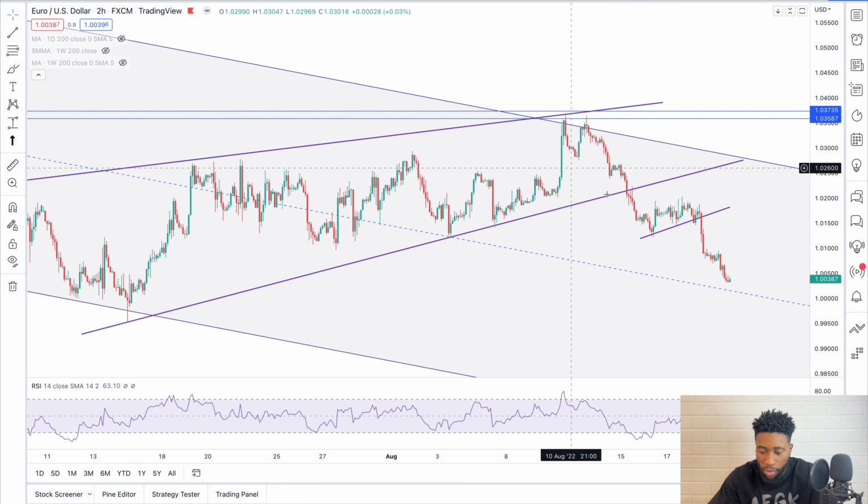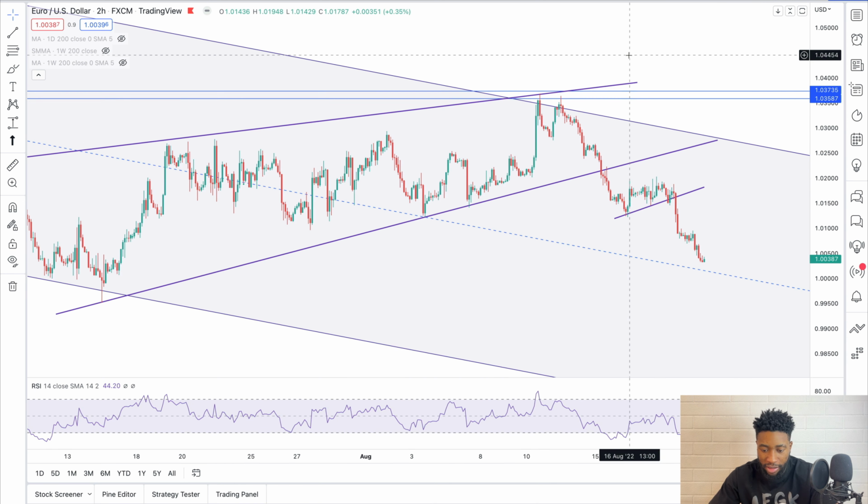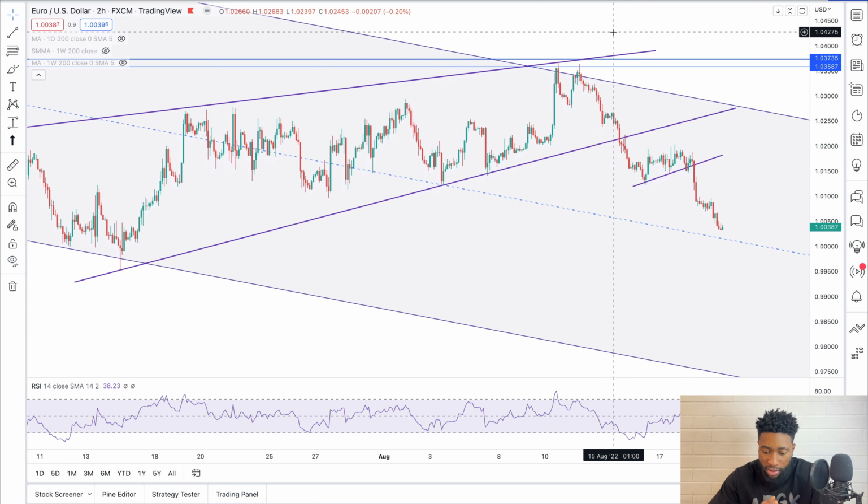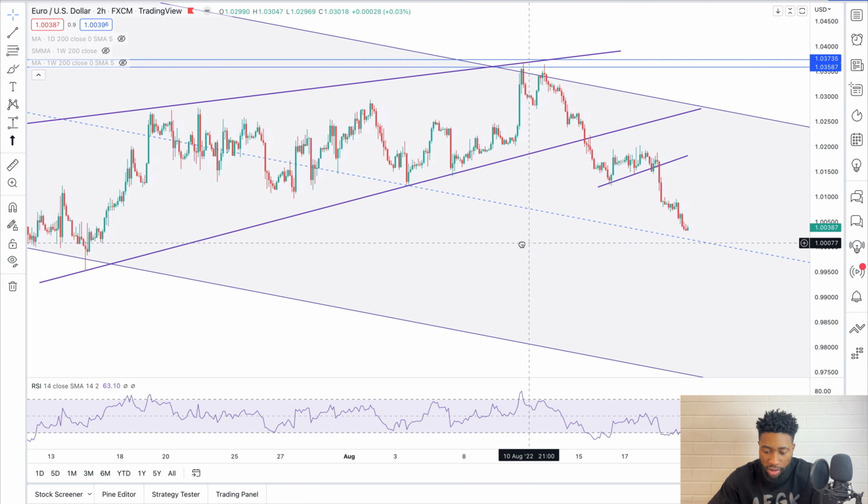So that's what we had here. We had this breakout, we had this bearish continuation pattern, another breakout, and bam, there we have it. Nice trade, as I anticipated in our analysis last week. So that's it for EURUSD.